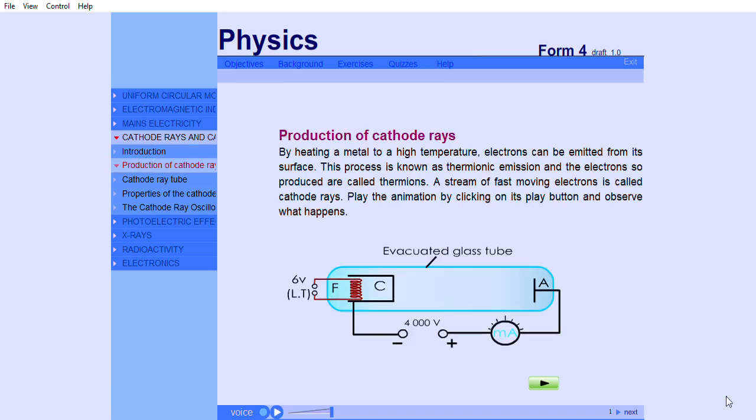Production of cathode rays. By heating a metal to a high temperature, electrons can be emitted from its surface. This process is known as thermionic emission, and the electrons so produced are called thermions. A stream of fast-moving electrons is called cathode rays. Play the animation by clicking on its play button and observe what happens.